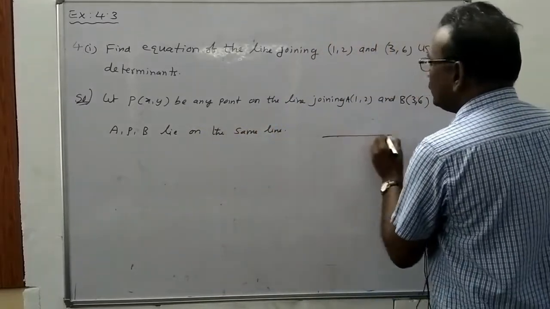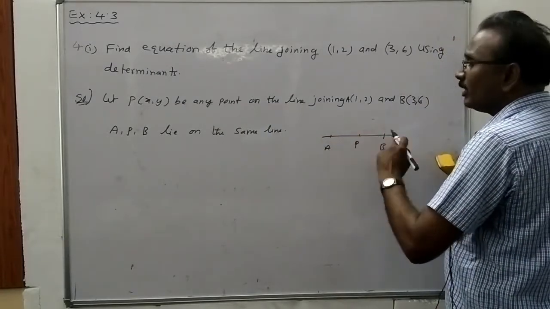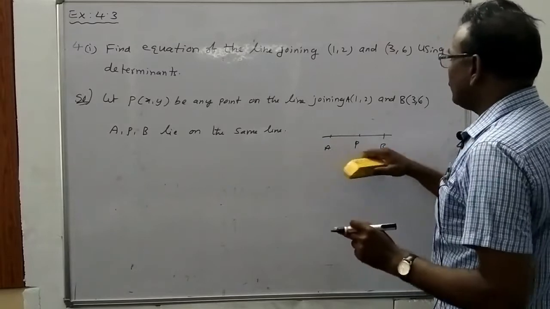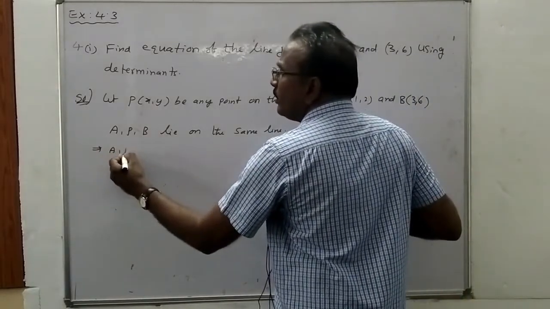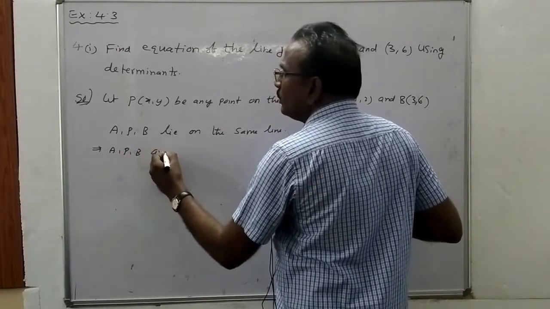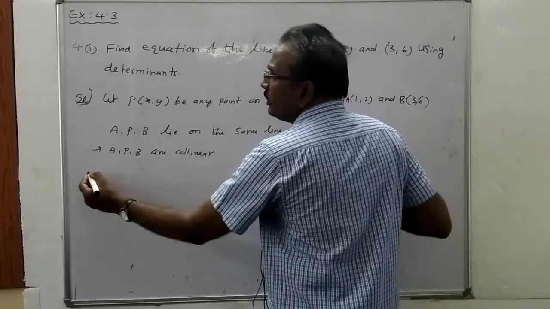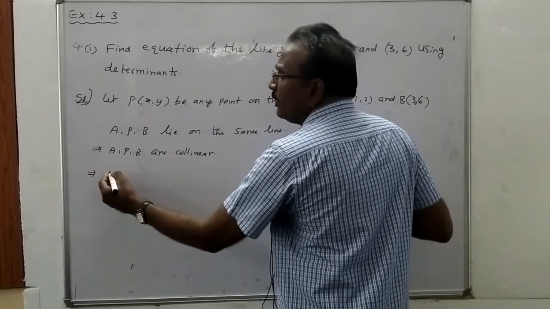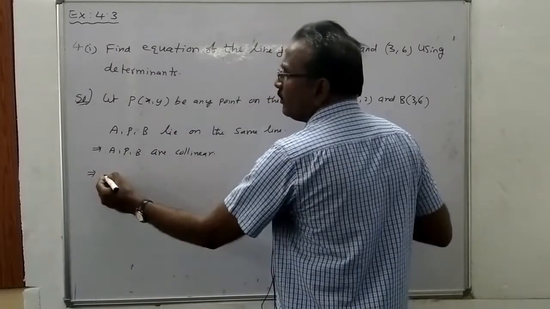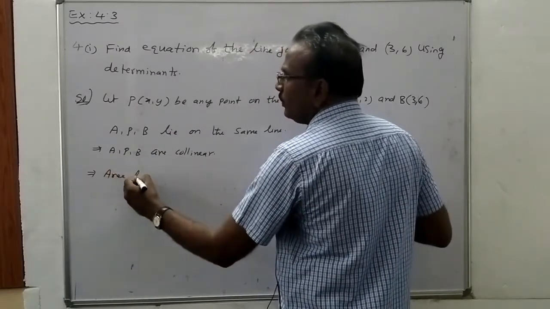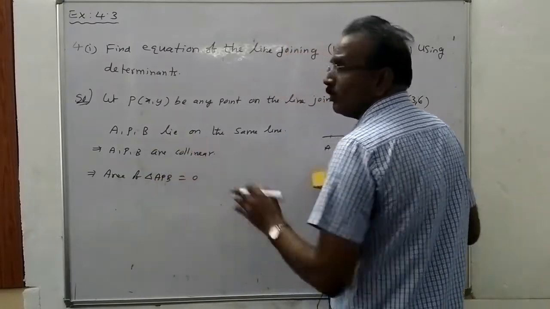A is one point, B is one point, P is another point, any point on the line. So clearly A, P, B lie on the same line. This implies A, P, B are collinear. For 3 collinear points using determinants, what is the condition? The area of the triangle is 0. So the area of triangle APB is equal to 0, because they are collinear.